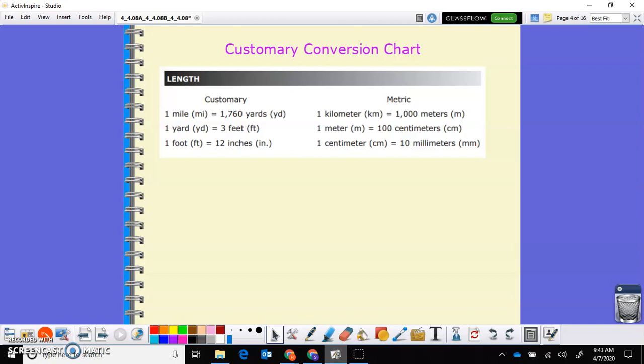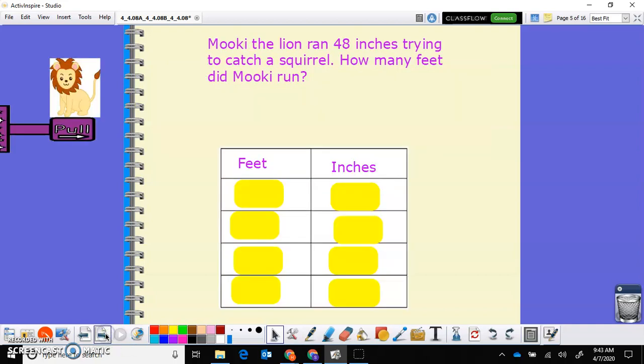When you are converting, if you're talking about feet and inches and yards, you're going to be talking about the customary. If you are talking about meters and centimeters and millimeters, you're going to be talking about the metric, and make sure that you're using the right conversions for it. You can always come back to this. Hopefully you were able to print it yesterday after I posted it after our Zoom meeting.